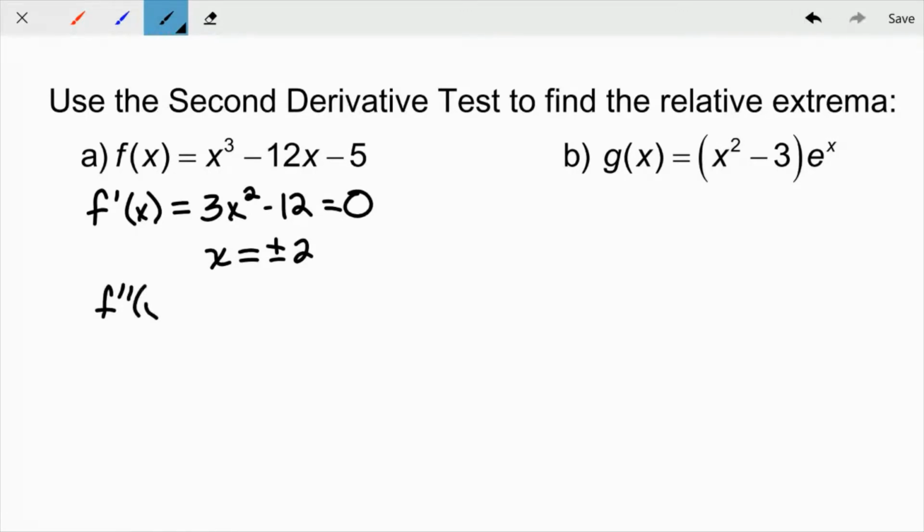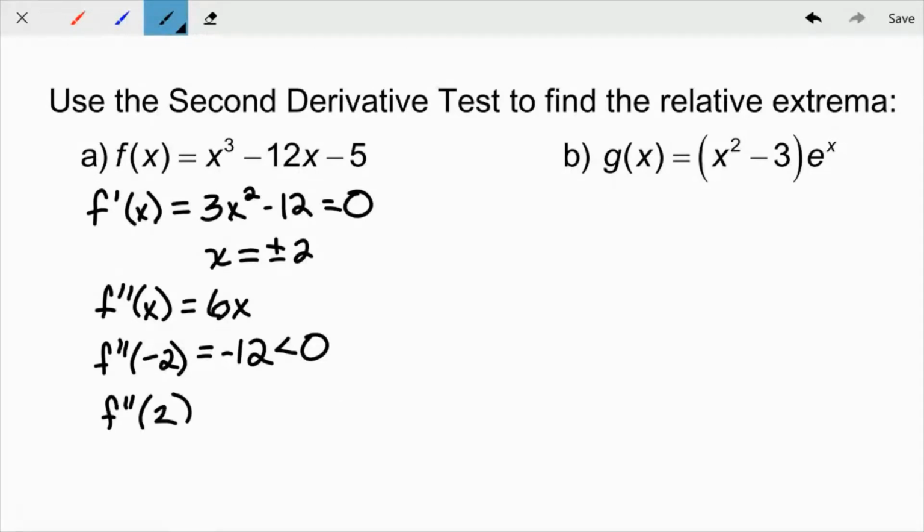So my second derivative would be 6x. And what I'm going to do is just figure out, based on my second derivative, is my graph concave up or concave down? So for example here, my second derivative at negative 2 would be negative 12. And that's less than 0, which indicates that my graph is concave down. And if I take the second derivative at 2, I get a value of 12, which is greater than 0, which indicates that my graph is concave up.